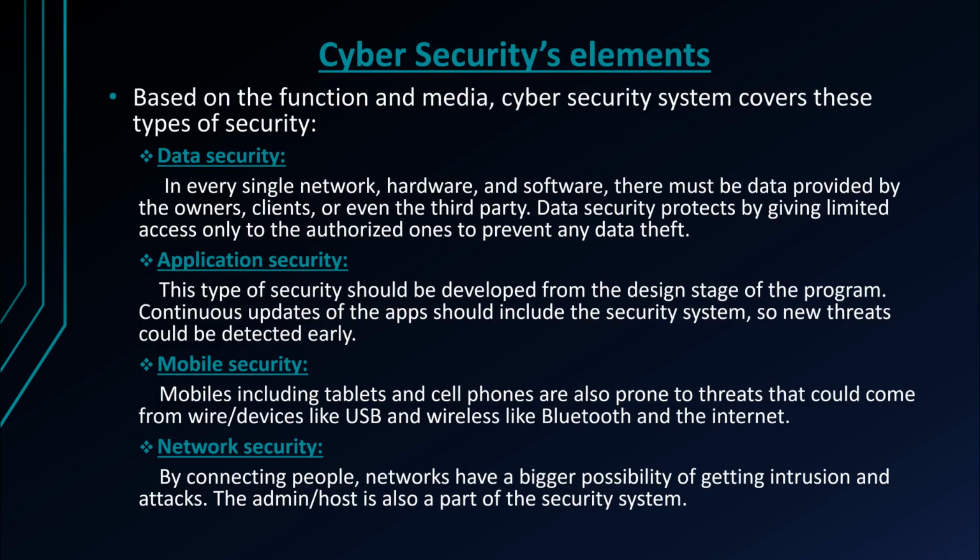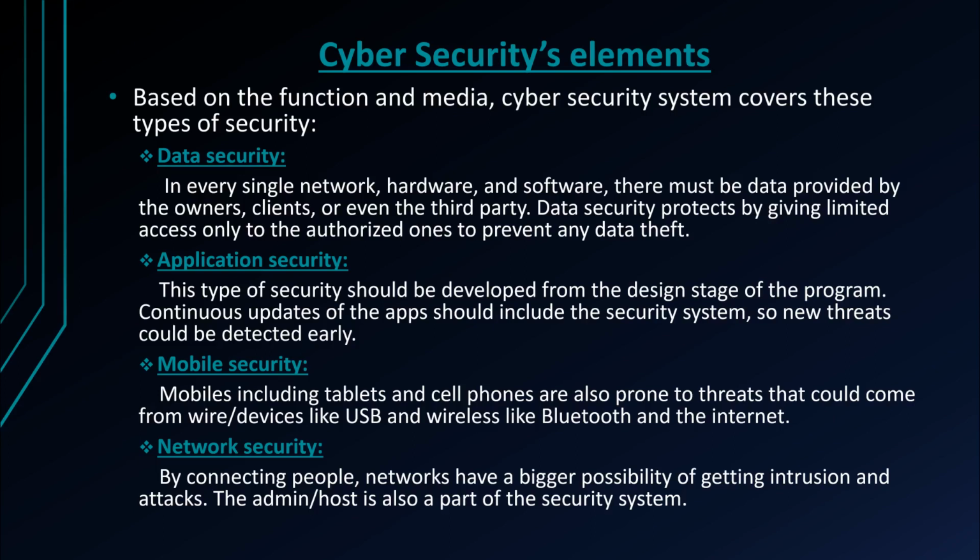Cybersecurity's elements. Based on the function and media, a cybersecurity system covers these types of security. Data security. In every network, hardware, and software, there must be data provided by the owners, clients, or even a third party. Data security protects by giving limited access only to the authorized ones to prevent any data theft. Application security. This type of security should be developed from the design stage of the program. Continuous updates of the apps should include the security system, so new threats can be detected early.